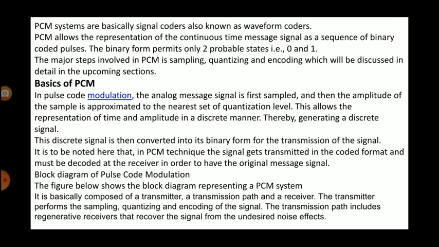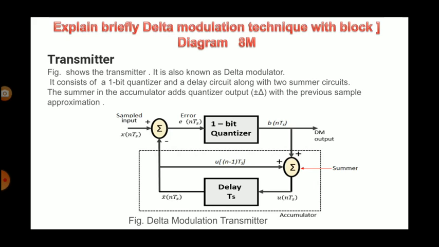In pulse code modulation, the analog message signal is first sampled and then the amplitudes of the samples are approximated to the nearest quantization level. This allows the representation of time and amplitude in a discrete manner, thereby generating a discrete signal. This discrete signal is then converted into its binary form for transmission. It is to be noted that in PCM techniques, the signals get transmitted in coded format and must be decoded at the receiver in order to have the original message signal. The figure shows the block diagram of the PCM system.